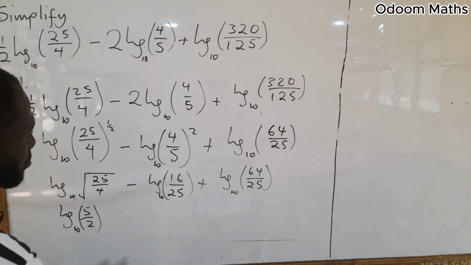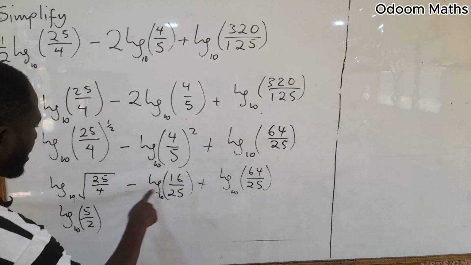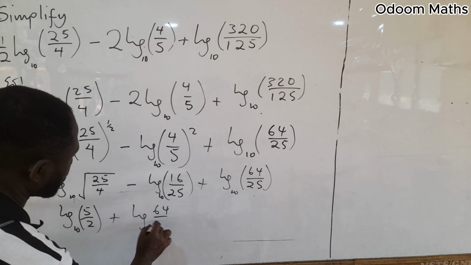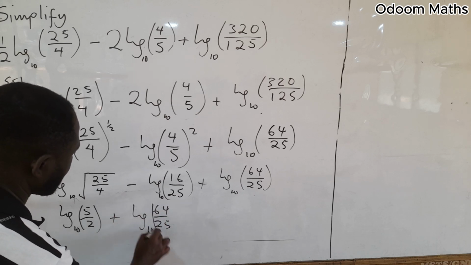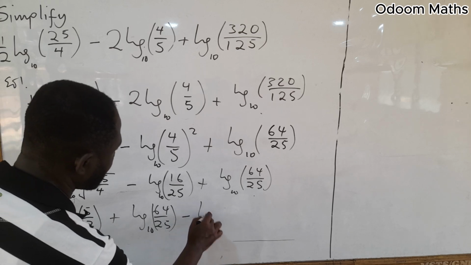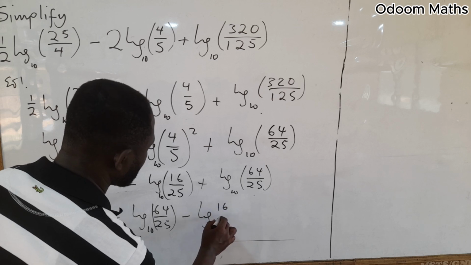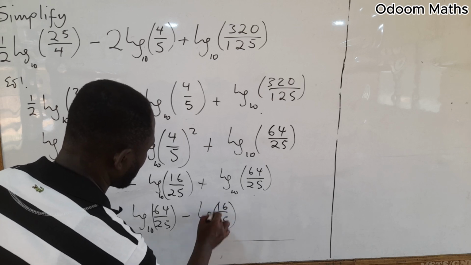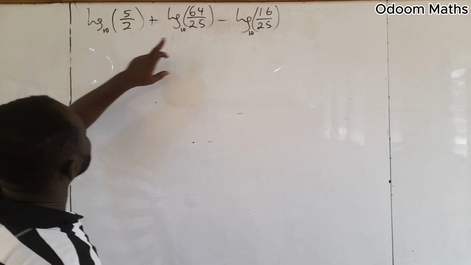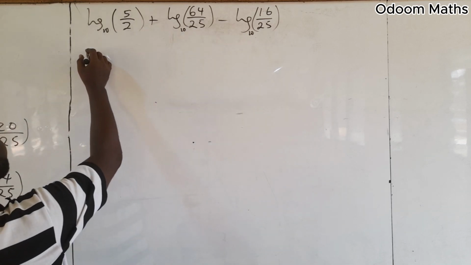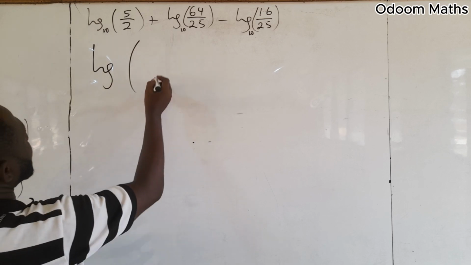So I'm going to interchange them. So this will come here and then minus that. So plus log 64/25 base 10, then minus log 16/25, also in base 10. Since they have the same base, base 10, we can say that is log into brackets.